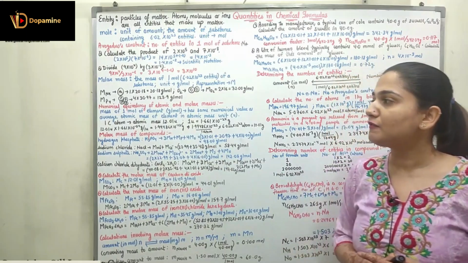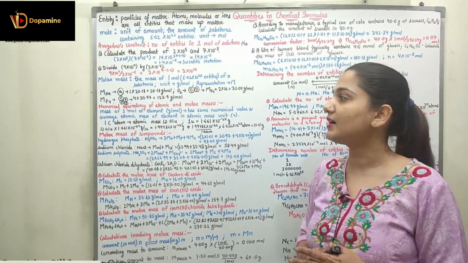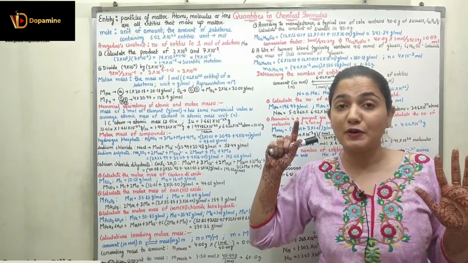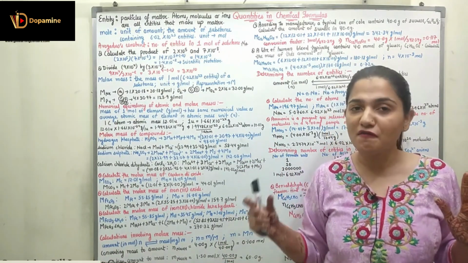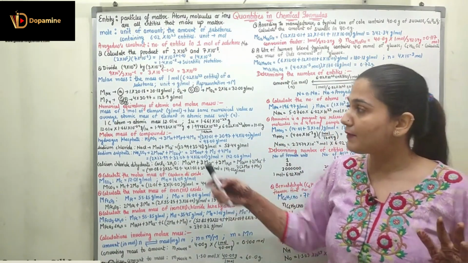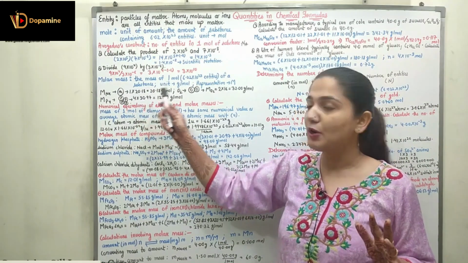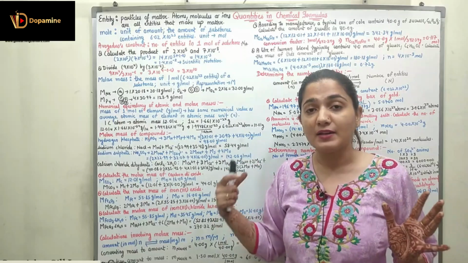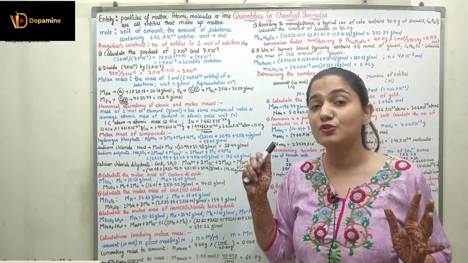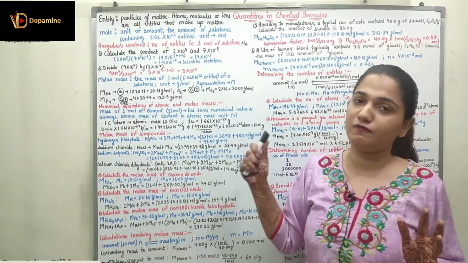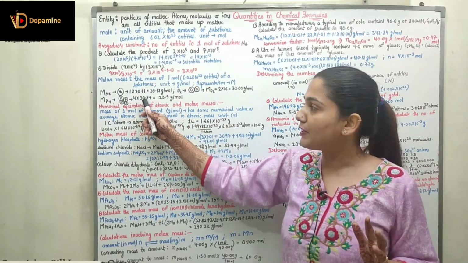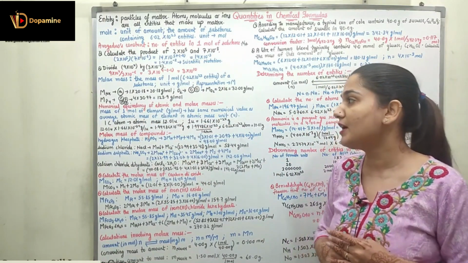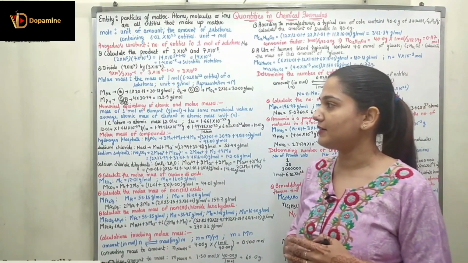One atom of phosphorus has the molar mass 30.97, which I can say 6.02 into 10 raised to power 23 atoms of phosphorus have the molar mass 30.97. Now we are calculating the molar mass of 6.02 into 10 raised to power 23 molecules of P4. So it would be 4 into 30.97, the molar mass of one phosphorus atom, which is equal to 123.9 gram per mole.